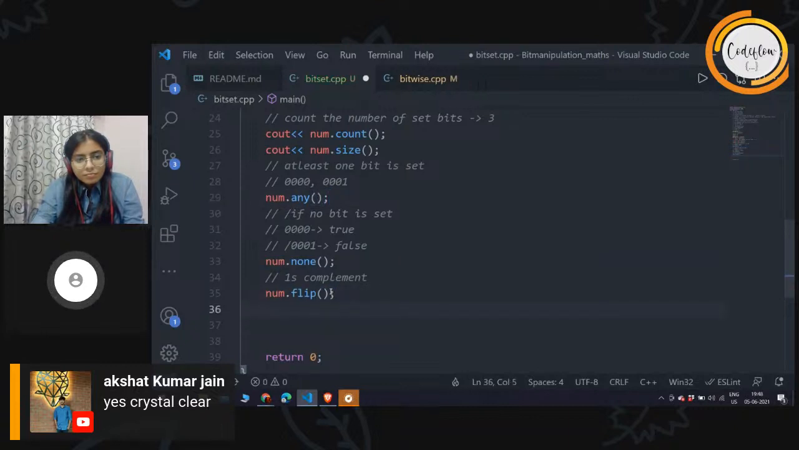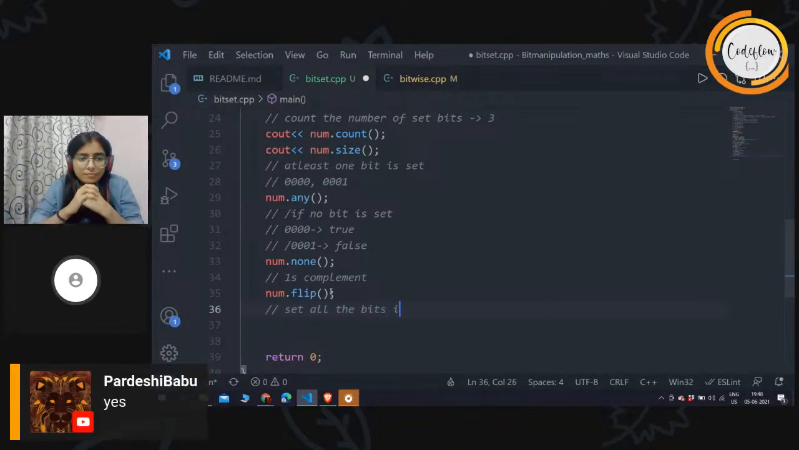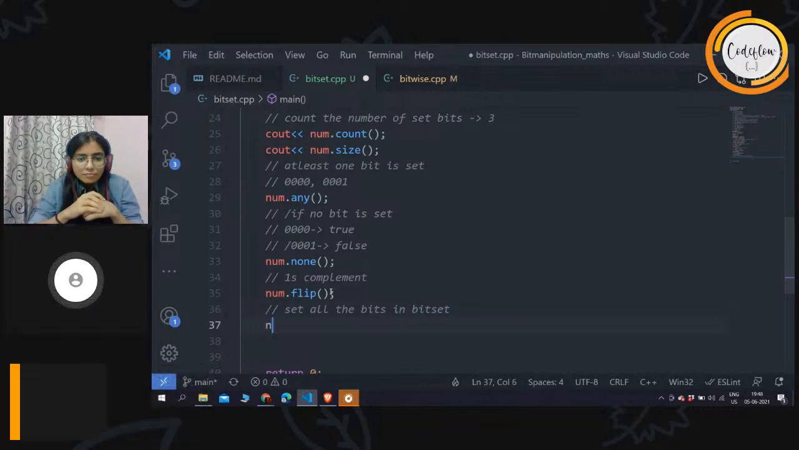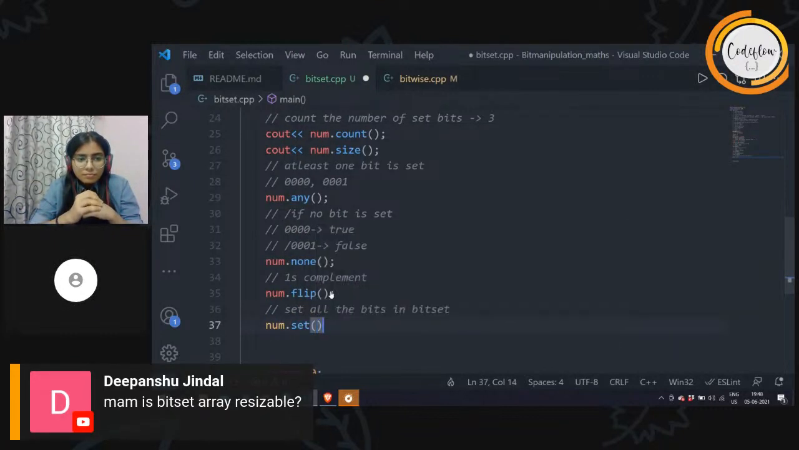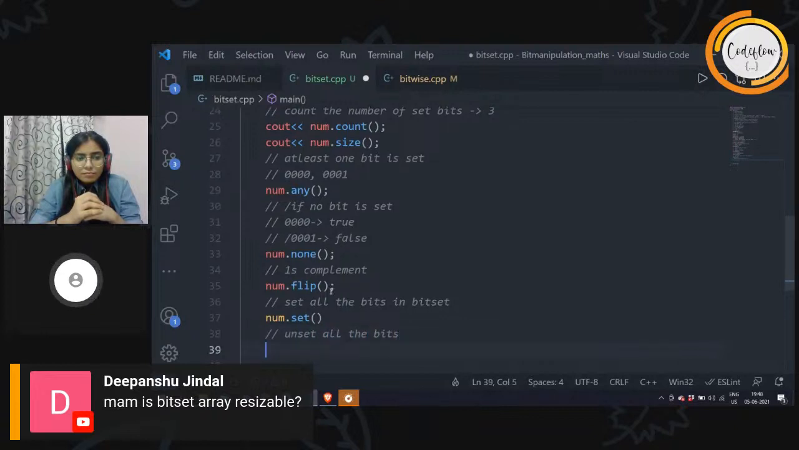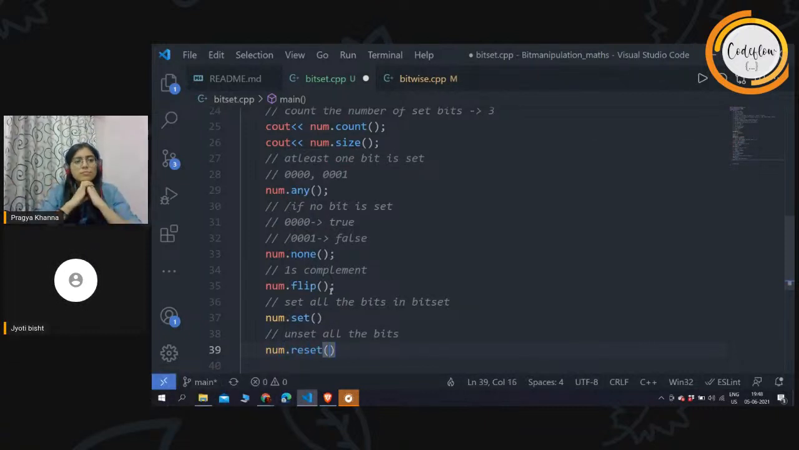And if you want to set all the bits in Bitset, then you just do num dot set. And if you want to unset all the bits, that means you want every bit set to 0, num dot reset. Cool.